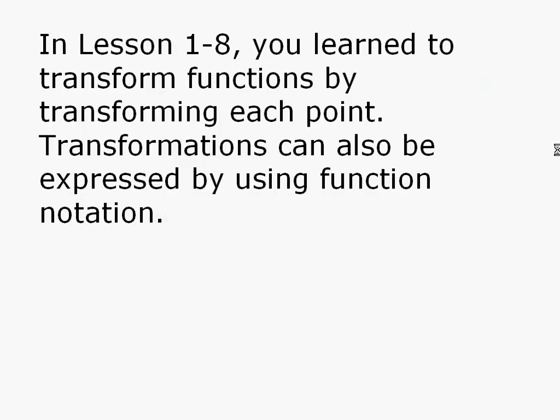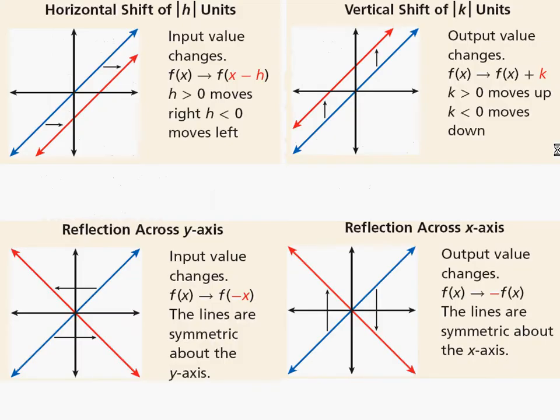In Lesson 1.8, you learned to transform functions by transforming each point. Transformations can also be expressed by using function notation. If we have a horizontal shift, remember when we move horizontally, we only affect the x value. So f of x becomes f of x minus h, where h is a positive number when moving to the right, and h is a negative number when moving to the left.